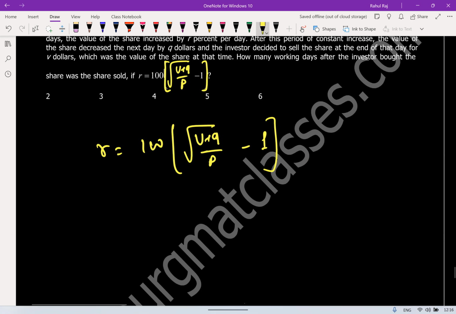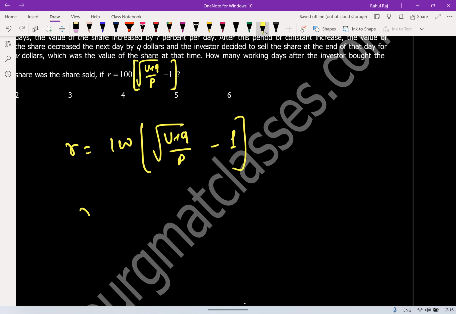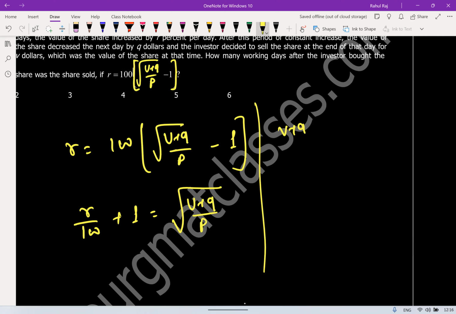So imagine if I just rephrase the given information. That is R by 100 plus 1 is equal to root of V plus Q by P. I can do this, right? Or I can just square both the sides and do V plus Q by P is equal to 1 plus R by 100 squared.